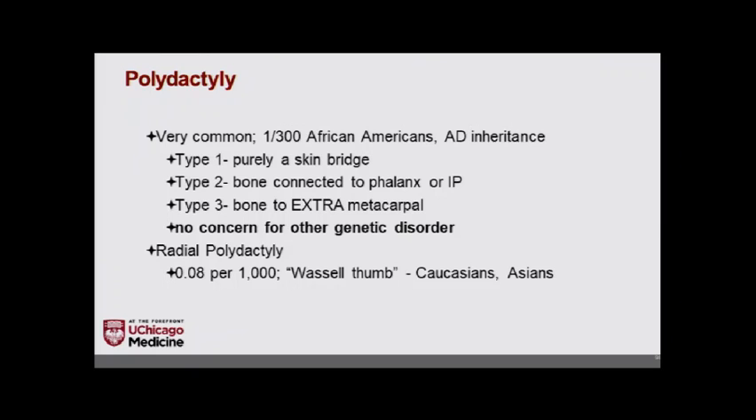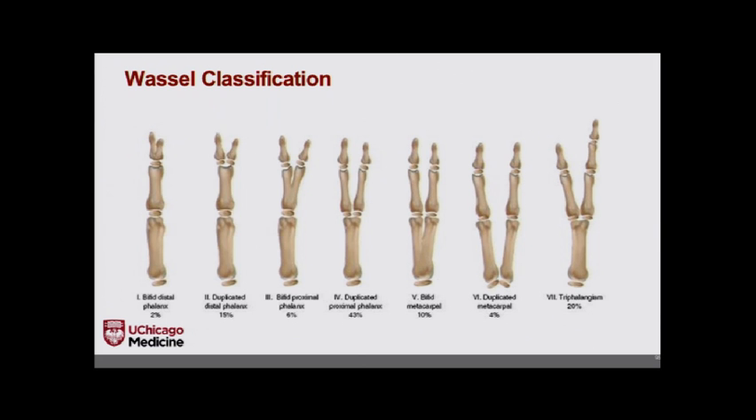Radial polydactyly, or most commonly the so-called Wassel thumb, which they'll talk to you about, is much more rare than ulnar polydactyly, but more common in Caucasians and Asians. This is the Wassel classification. Again, it's not worth memorizing. Just think of a systematic way to approach it. You start with the distal phalanx and divide it partially into two. So there are two tips to the distal phalanx, and that's one. Bifid distal phalanx is one, and then you just march it down. Then you divide it totally: two distal phalanges is two. Bifid middle phalanx, 3. Duplicated middle phalanx, 4. On and on.